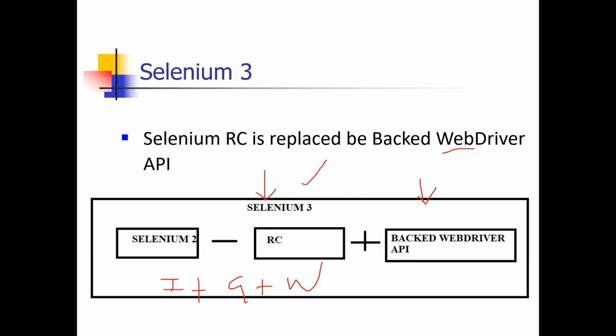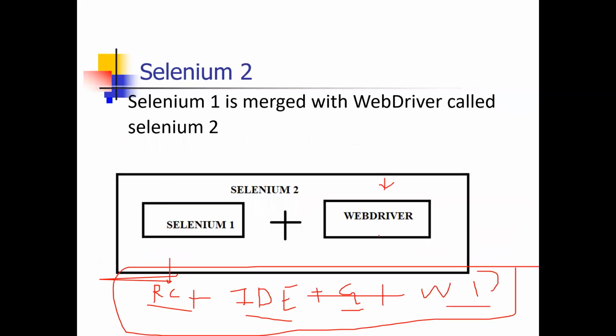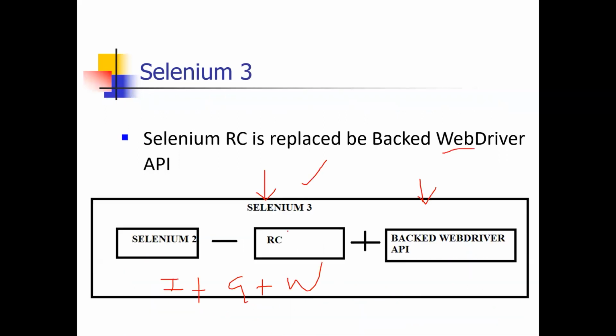Okay. Selenium 2 is a combination of all four. Delete this RC. Just minus RC. Minus RC means I plus G plus W. Okay, IDE plus grid plus web driver. This is Selenium version number 3.